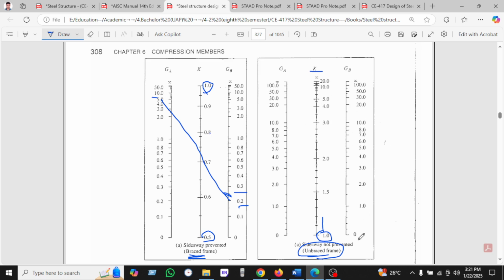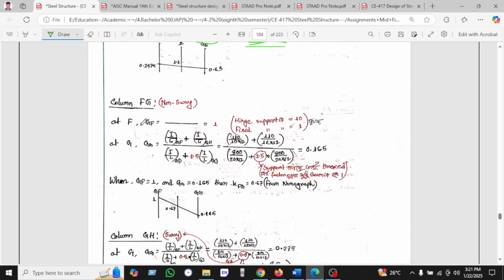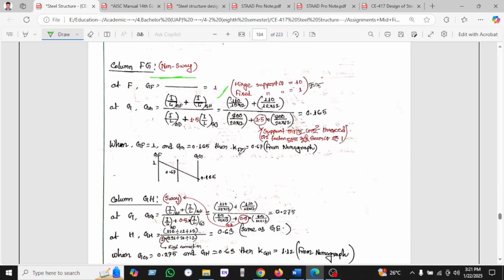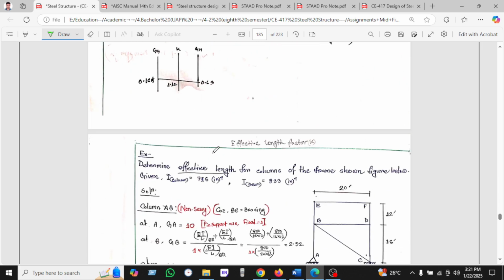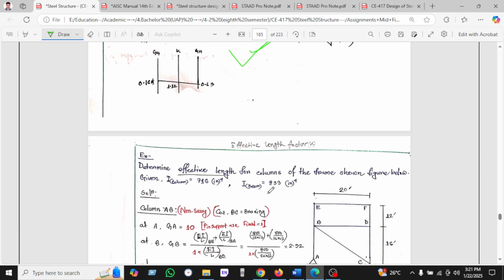We will use this graph, not this one, because this is the braced or non-sway graph, and this is the unbraced or sway graph. So okay, in this way we will then use the other non-sway graph which is given here, and similarly we have found all of these values.